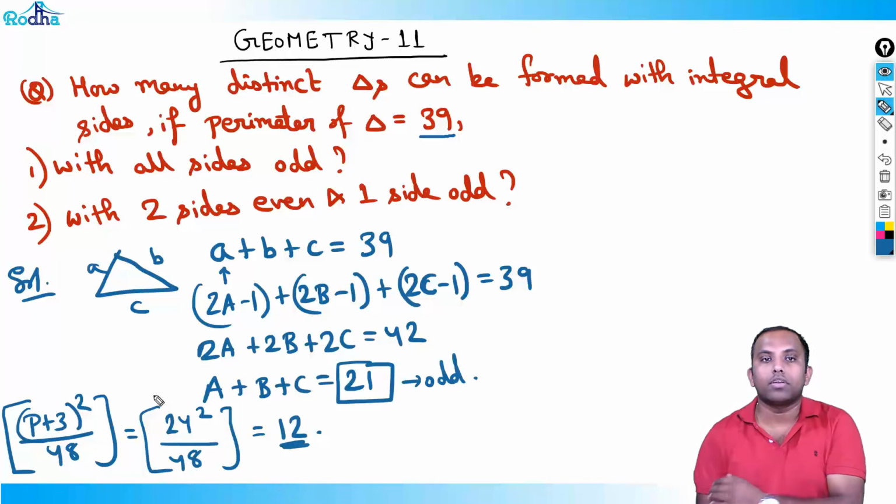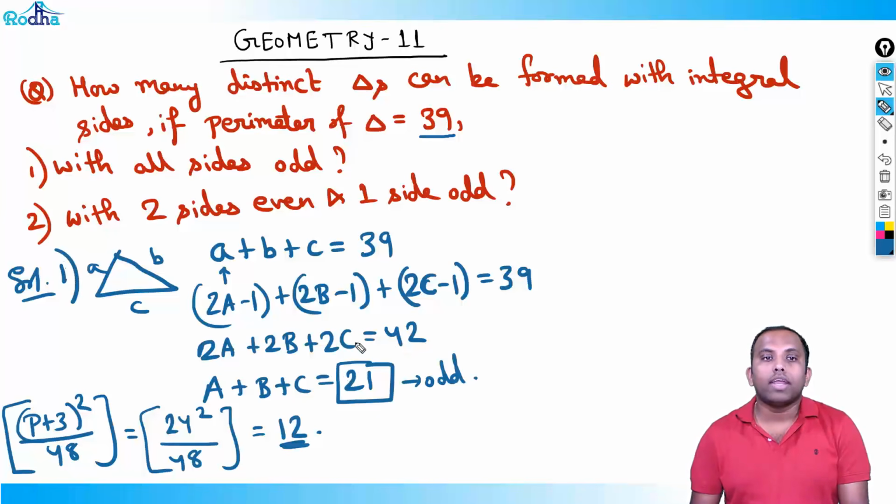So how many triangles with all sides odd? There will be 12 triangles I can form with all sides being odd. Now this is the answer for the first part.